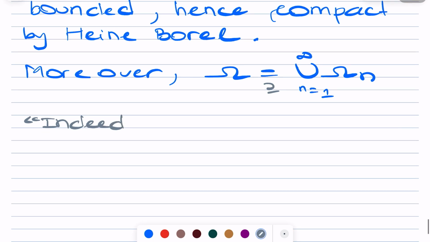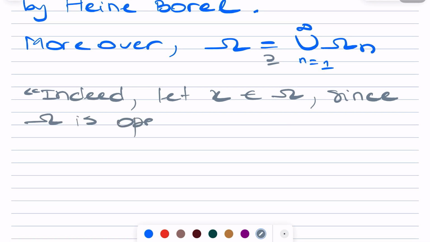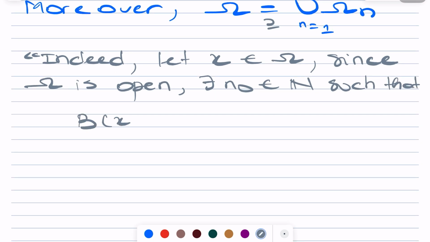Let x in omega. Since omega is open, that is why I said openness is important, there exists an integer n0 in N such that the ball centered at x and radius 1 over n0 is contained in omega. This is always true, it is just the definition of omega being open.